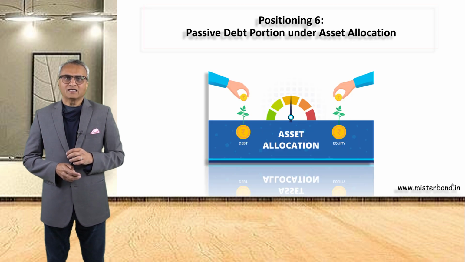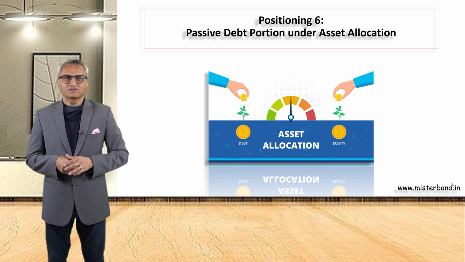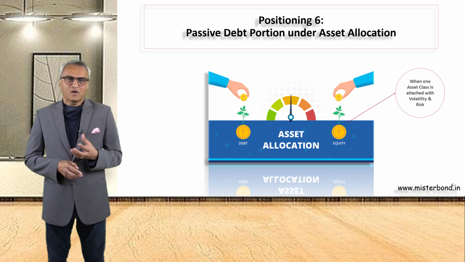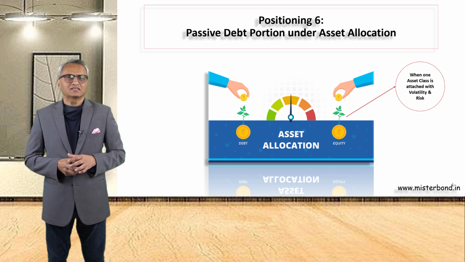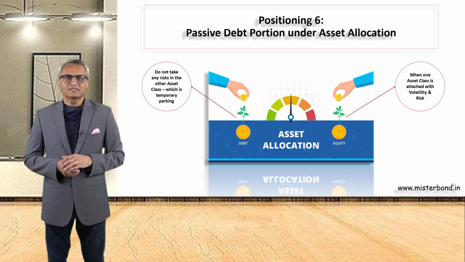The last positioning I would like to discuss with you is how do we position this as a passive allocation through asset allocation strategy. Under asset allocation, as we know, there is equity as an asset class, there is debt as an asset class. When one asset class, which is equity, is expensive and riskier and more volatile, why would anybody take unnecessary risk through the credit space by investing in the debt space on the credit side?